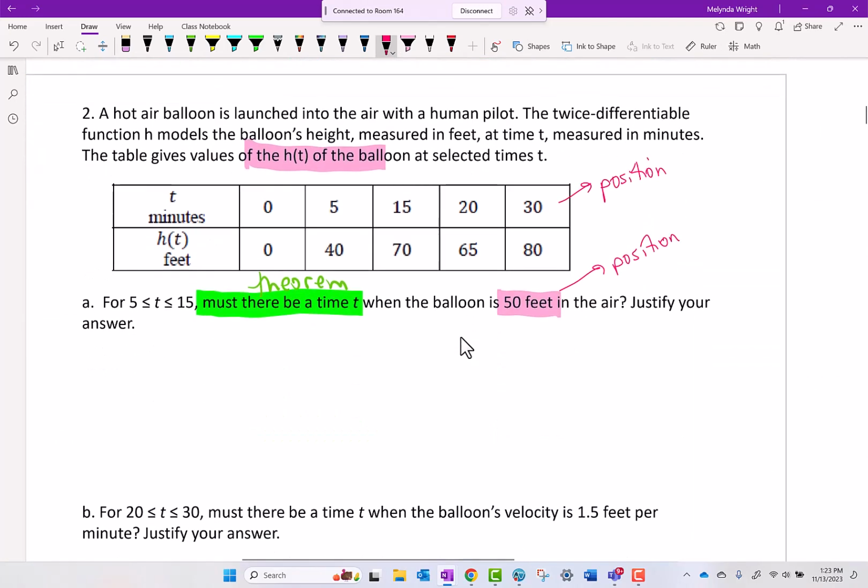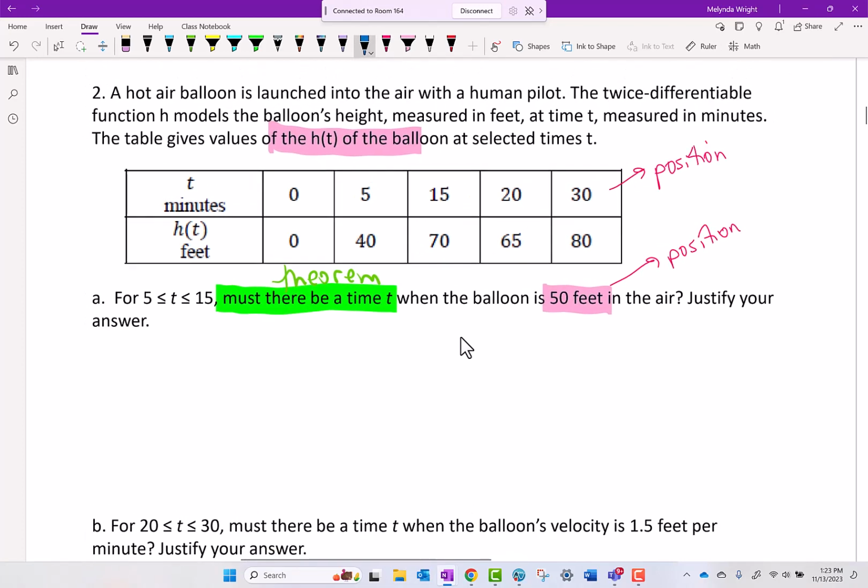Okay, so when we look at this question again, I just want to ask again. So we know it's a theorem. We know we have two choices, intermediate value theorem or mean value theorem. We have position data and we want to verify something about the position. Which theorem am I going to use? Intermediate value theorem. That's the theorem I'm going to use. Okay? So let's go through, and it says justify. Even if it didn't, we would need to justify. So let's go through our theorem.